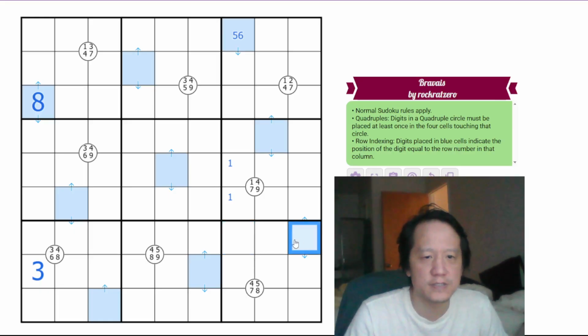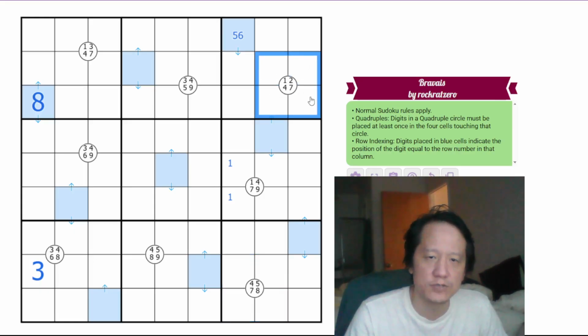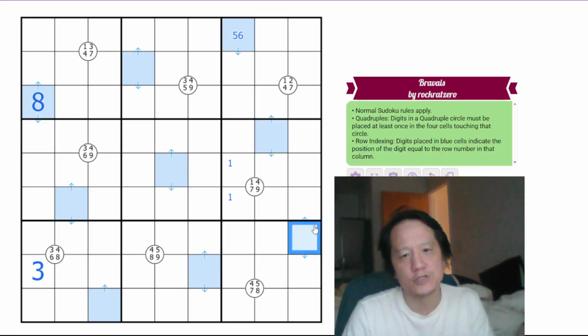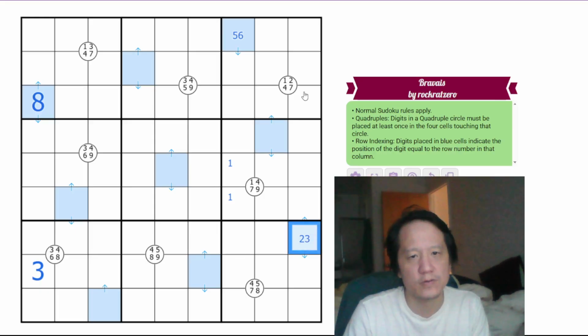5, 6. That doesn't really tell us much either. This is 7. So where is the 7s? 7s cannot be in this column because it must surround the quadruple. Can't be here because it must be surrounding the quadruple. So it's one of these two because it must surround this quadruple. So this is 2 or 3 here, and it could be either. So 7 has to be one of these two.